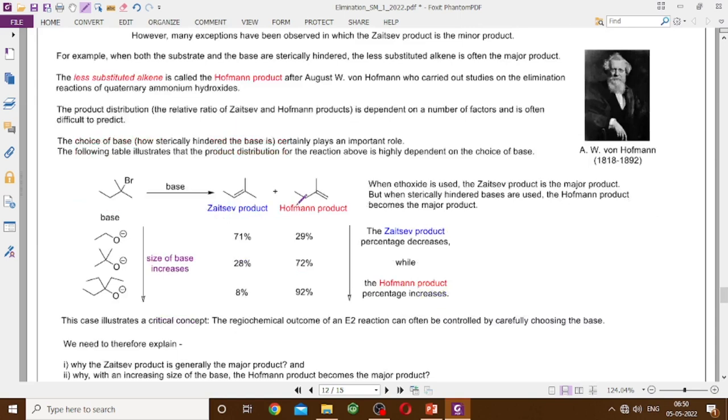The next issue that we will discuss is the dependence of the product distribution on the size of the base. That means if I change the base, sodium ethoxide use করলে Zaitsev product 70%, Hofmann product 30%, but if I change it to a more bulky base like tertiary butoxide, then the distribution completely changes. Zaitsev product is now only 28%, the Hofmann product is 72%.